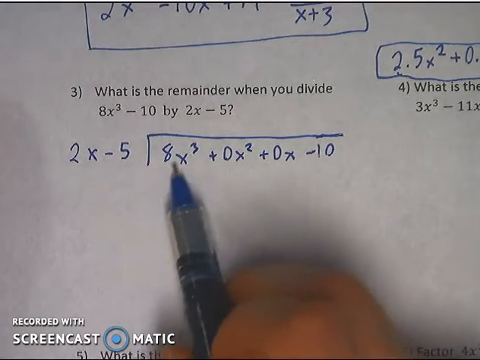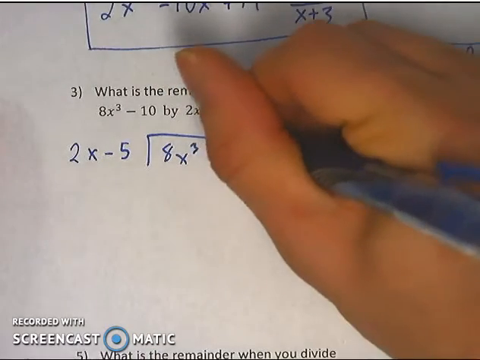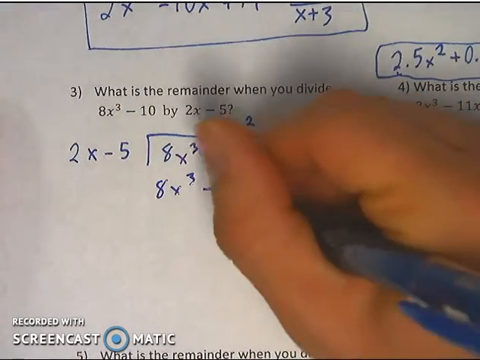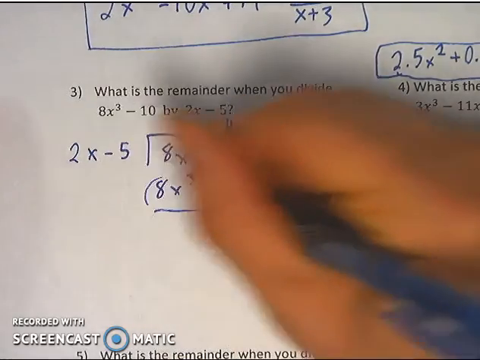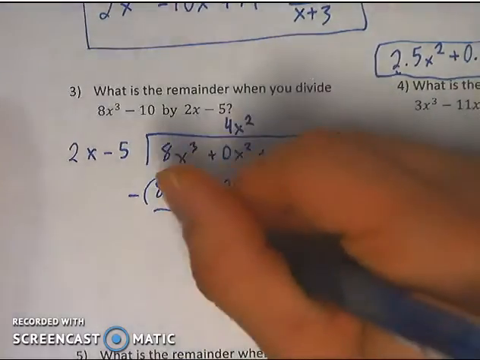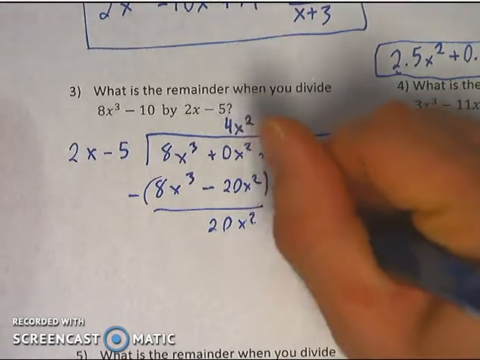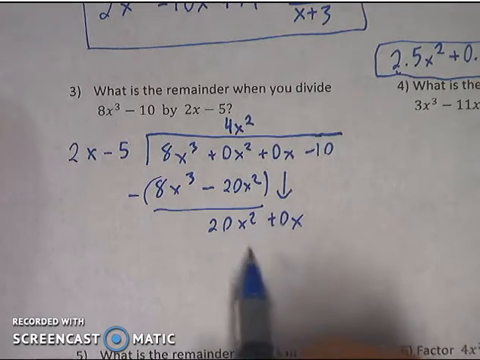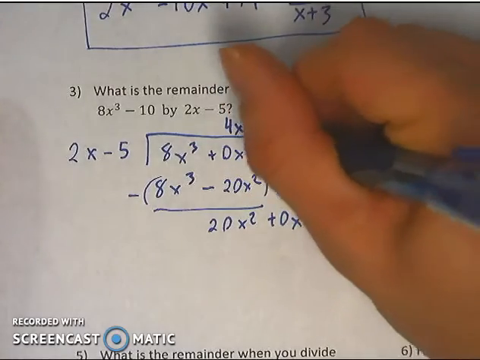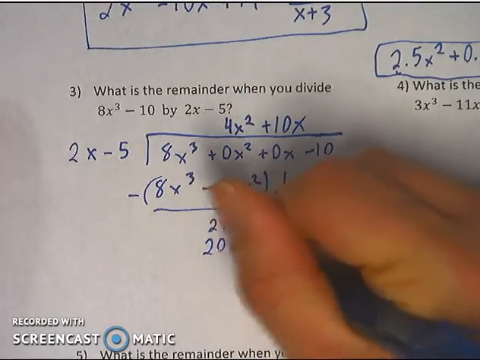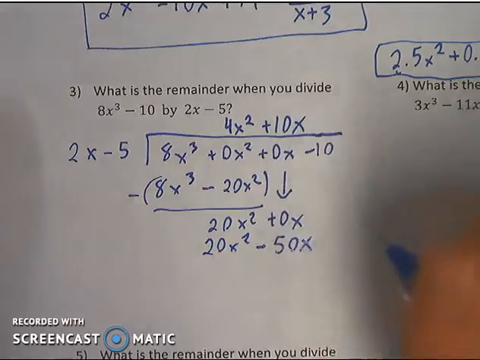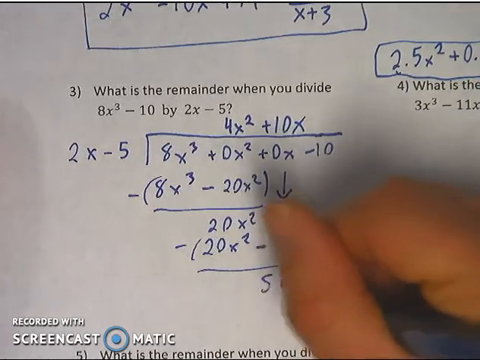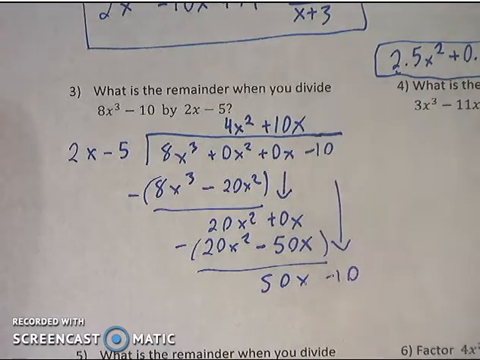So how do I turn a 2x into an 8x cubed? I multiply by 4x squared. So that's going to give me 8x cubed minus 20x squared. And I want to subtract those to get positive 20x squared, bring down the 0x. And how do I turn a 2x into a 20x squared? You multiply by positive 10x to get 20x squared minus 50x. We're going to subtract those to get 50x, bring down the negative 10.